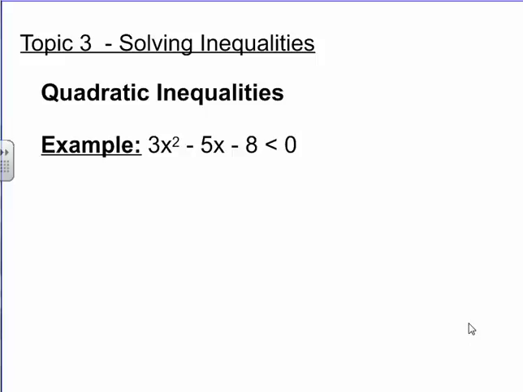So this is our last topic, topic 3, solving inequalities. Inequalities is a word we've used already in this course. Inequalities are these sorts of symbols here: the less than, the greater than, less than or equal to, greater than or equal to. So these symbols here.